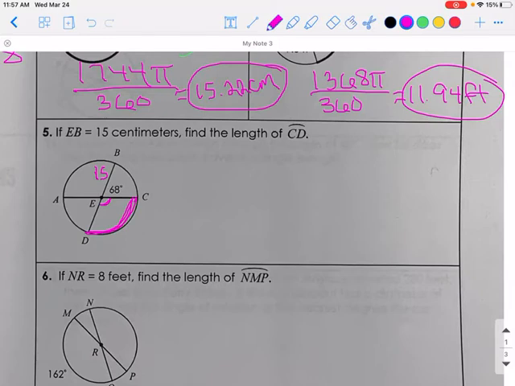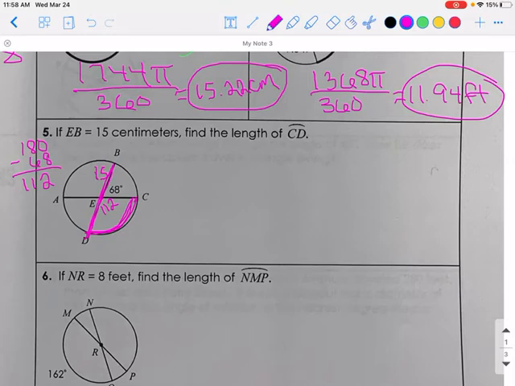But they gave us a diameter, right? That's half a circle. Half a circle is 180. So 180 minus 68. You get 112. So now I know the circle is 112. Or sorry, the angle. So now I can go back into that formula.